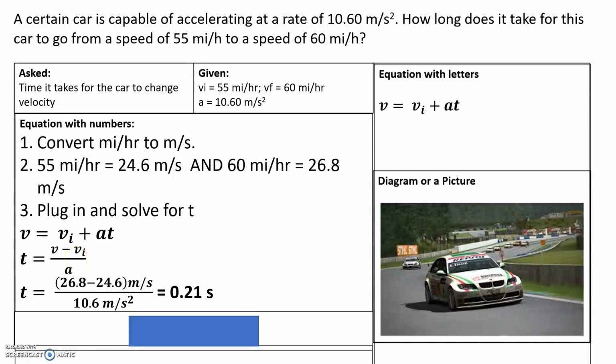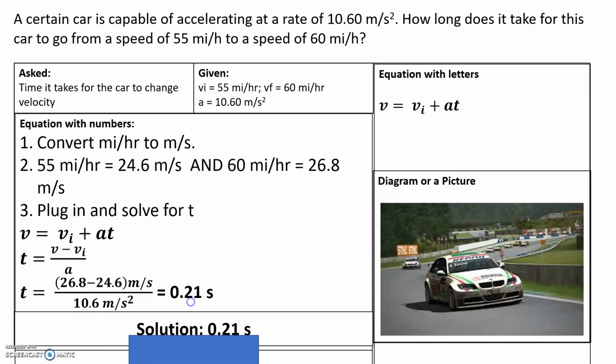Now the final step is going to be to plug in numbers. My final velocity is 26.8, my initial velocity is 24.6, and I'm going to divide that by my acceleration, which is 10.6 meters per second squared. I did the math and I got 0.21 seconds.